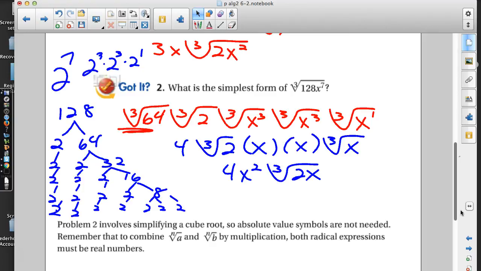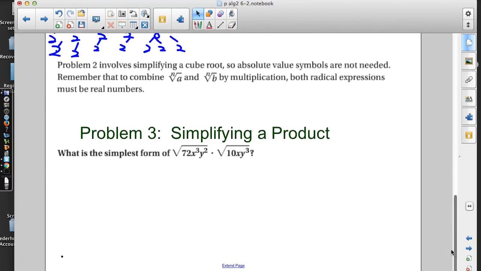All right, problem 2 involves simplifying a cube root. Well, we've got power charts for a reason. Hopefully using those, looking it up, will start to click in the memory here. So absolute value symbols are not needed. Remember that to combine the nth root of a and the nth root of b by multiplication, both radical expressions must be real numbers. Well, you're not going to see any i stuff in anything that we're doing. This whole chapter is supposed to be about the real applications here.